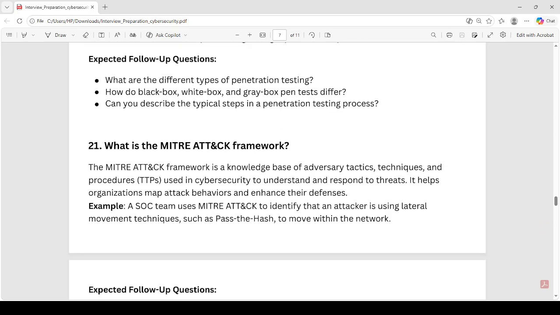Question number 21. What is MITRE ATT&CK framework? MITRE ATT&CK framework is a knowledge base of adversary tactics, techniques, and procedures used in cybersecurity to understand and respond to threats. It helps organizations map attack behavior and enhance their defense. Example: a SOC team uses MITRE ATT&CK to identify that an attacker is using a lateral movement technique such as pass the hash to move within the network.